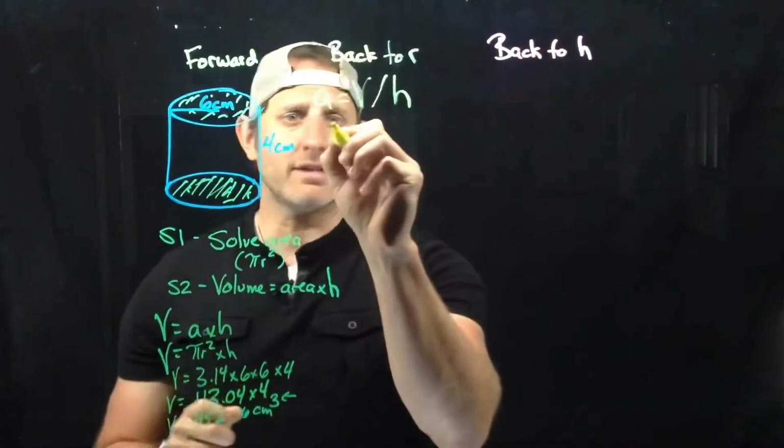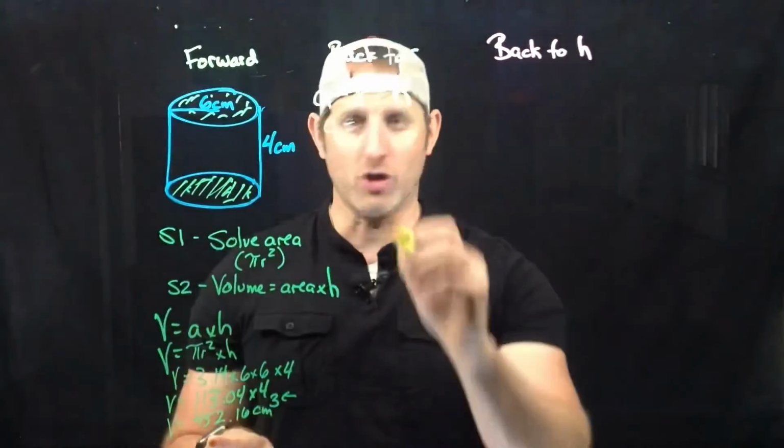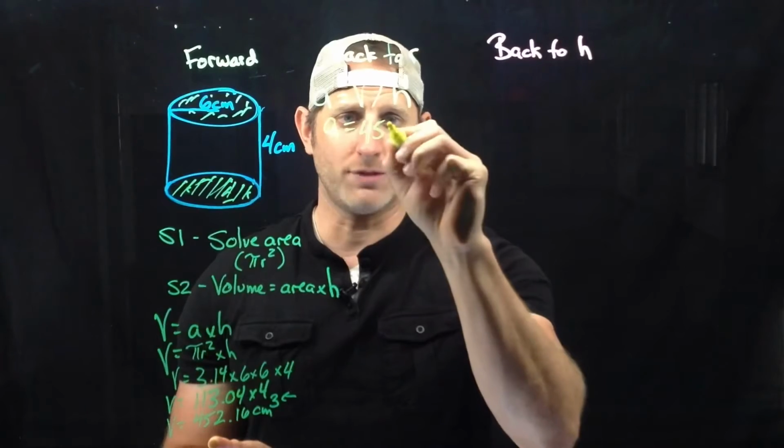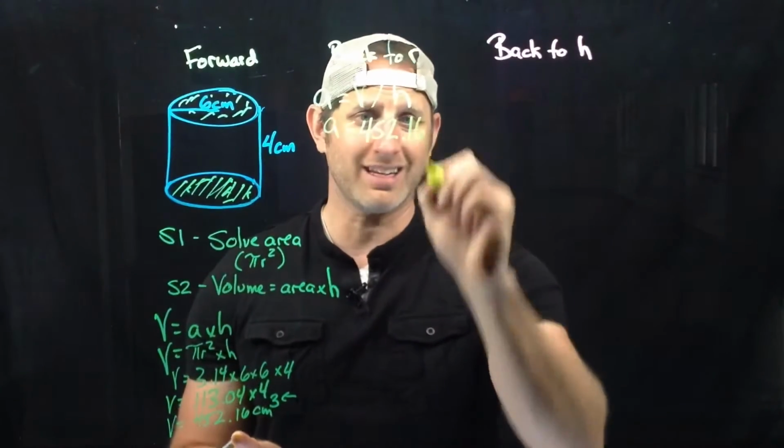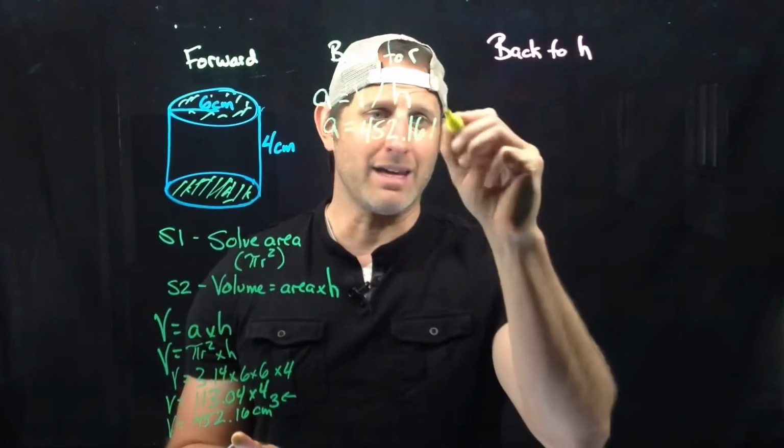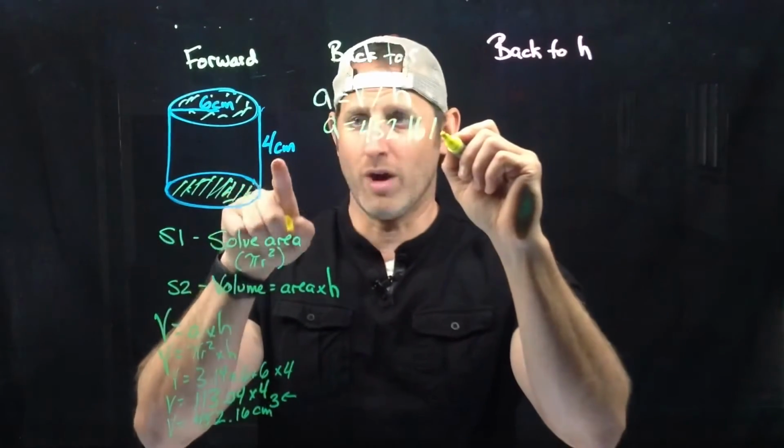So now that we have this, area is equal to volume. I know what the volume is because I just solved it, 452.16, divided by height. And height was 4.